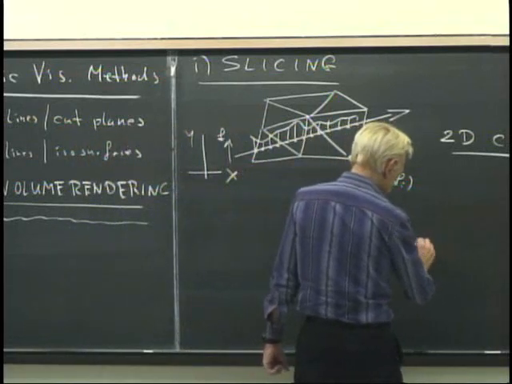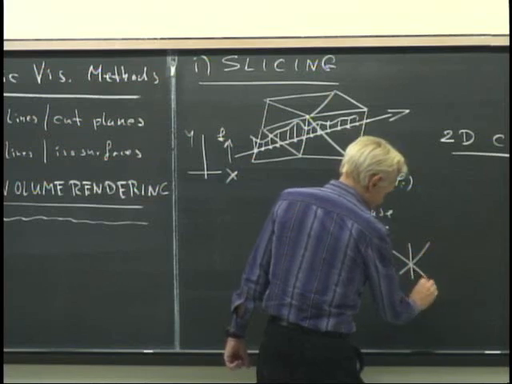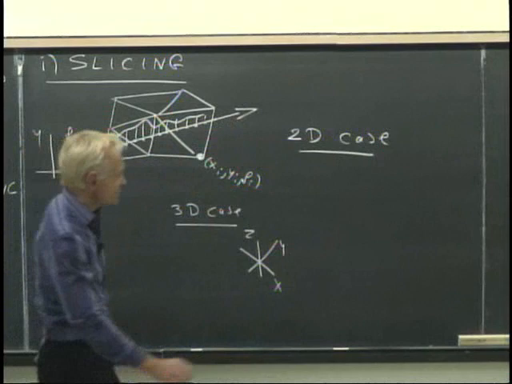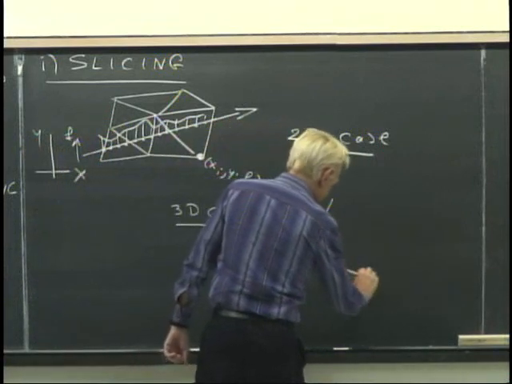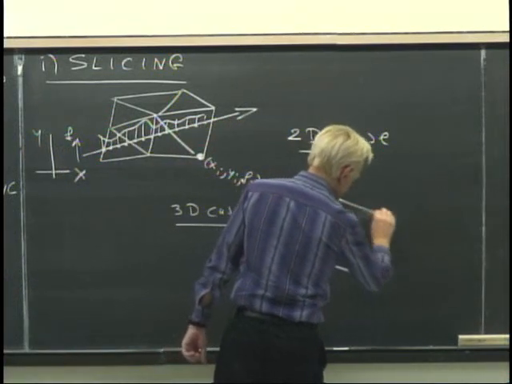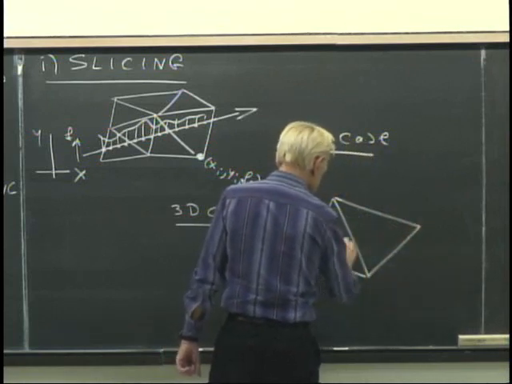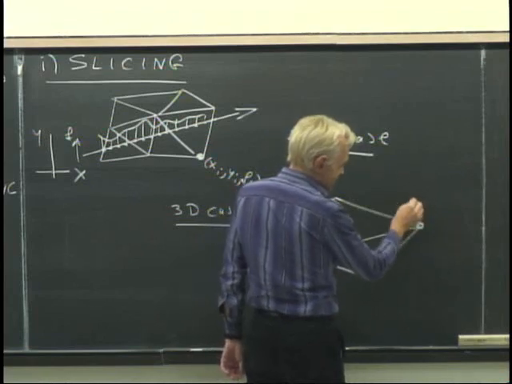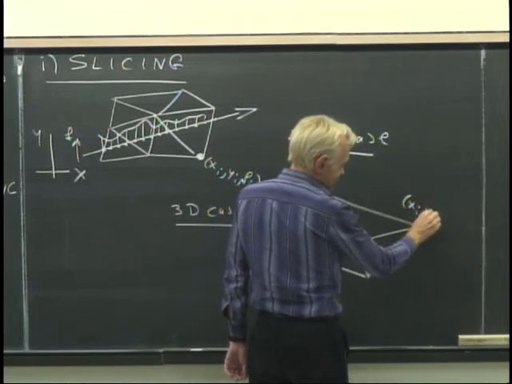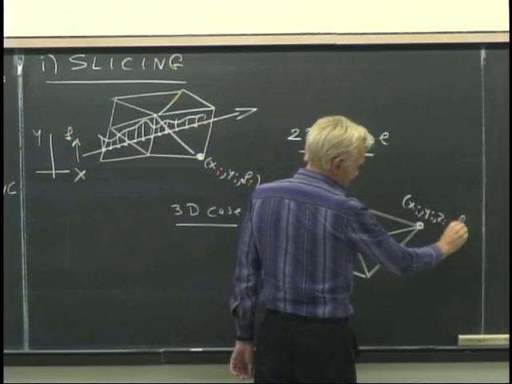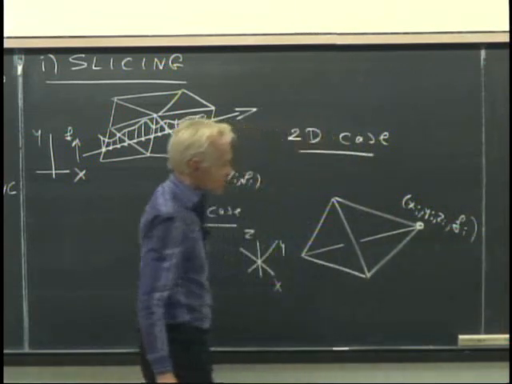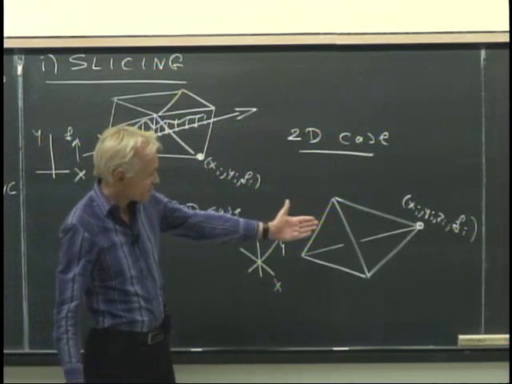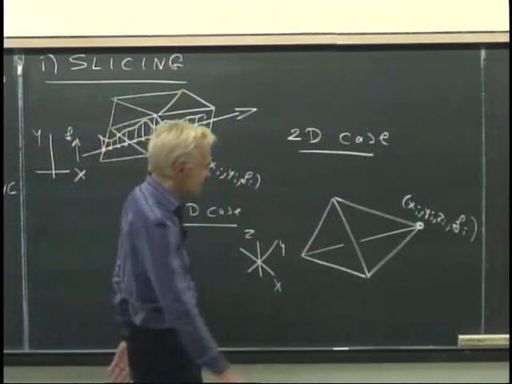So in 3D, we have our domain x, y, z. And if I just draw one of the elements, the simplest element, then I have a tetrahedron. Okay. What is the data that I have in this case? I have points. Now they have three spatial coordinates and one dependent variable: x, y, z, f. And now I have a slicing plane in 3D, and that plane slices through the entire set of tetrahedra that I have.